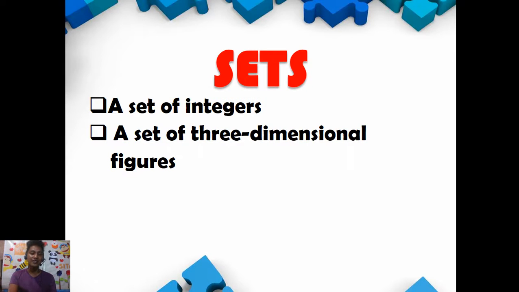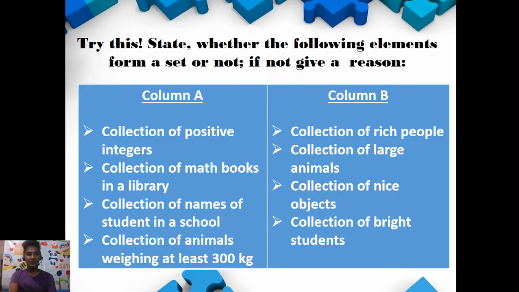Did you understand what is a set? Okay, good. So try this. State whether the following elements form a set or not. If not, give a reason. We look at column A. Collection of positive integers. Is that a set? Yes, because the condition is well defined, which is positive integers.